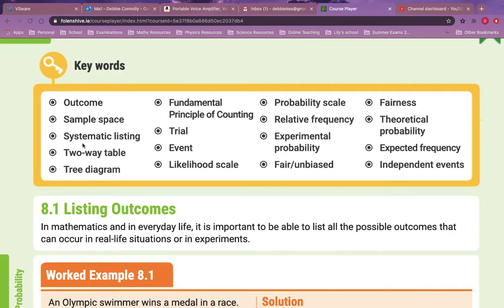So some of them will just be words and you just need to recognize the words. Some of them will actually be a bit of maths that you need to do. So a two-way table is something that you need to draw. A tree diagram is something you need to draw. So as well as knowing what a tree diagram is, you need to be able to draw it, and you also need to know when you would use a tree diagram. So this is a brilliant guide to whether you know that chapter or not.